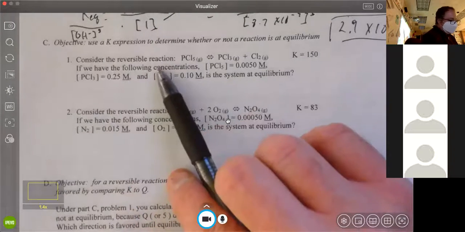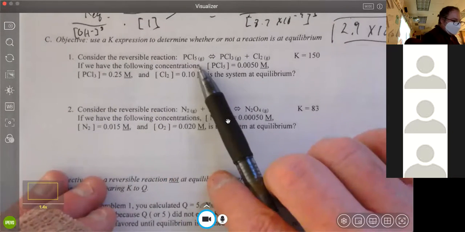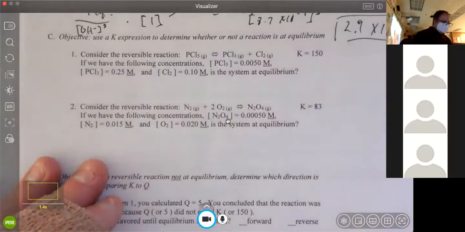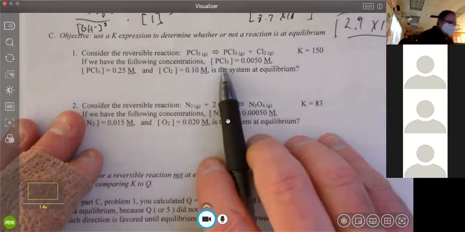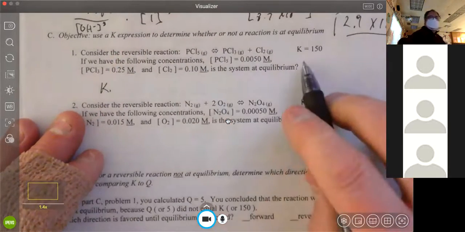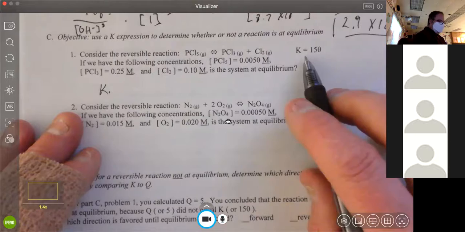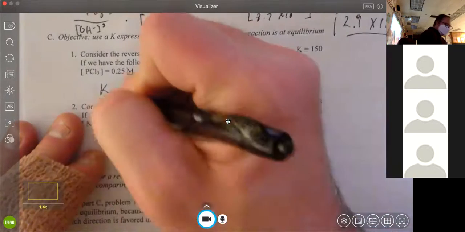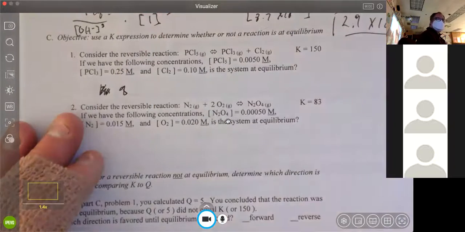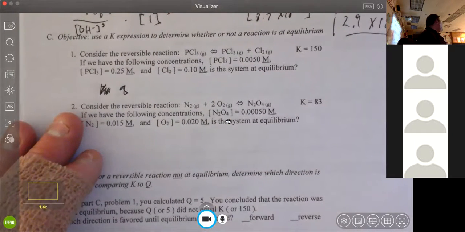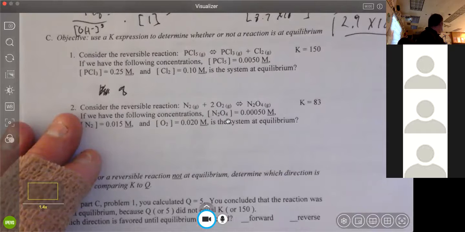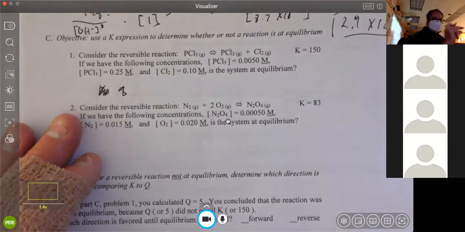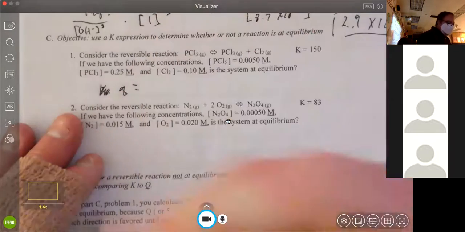So consider the following reversible reaction. PCl5 yields PCl3 plus Cl2. If we have the following concentrations, this is the equilibrium constant. If you are not at equilibrium, you don't use K, you use something called the quotient. So we're actually going to use Q there instead. The cool thing is it's set up just the same as K. The only reason we call it Q is because it's not necessarily at equilibrium. It could be, but basically this is just some set point in time that we want to investigate.